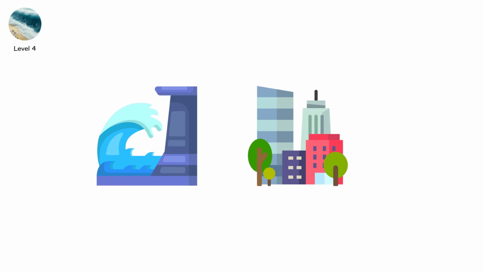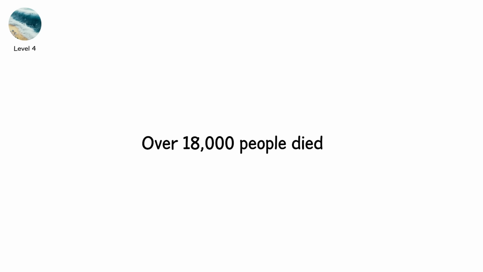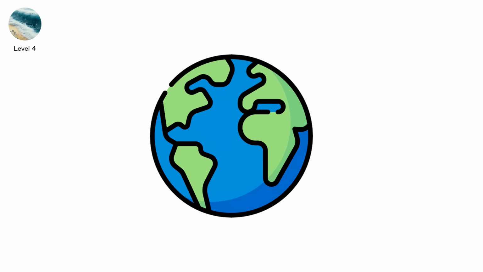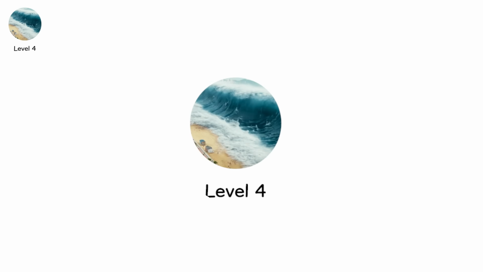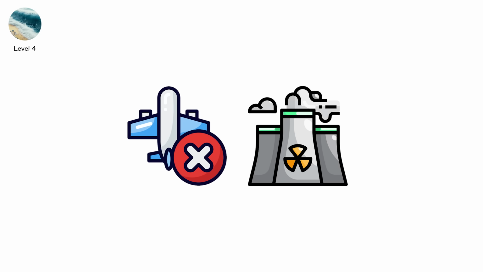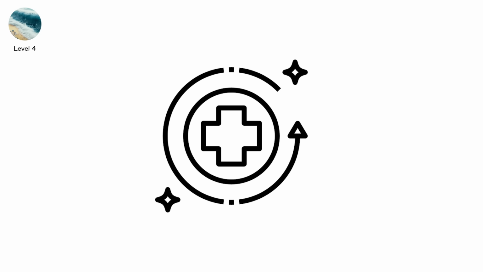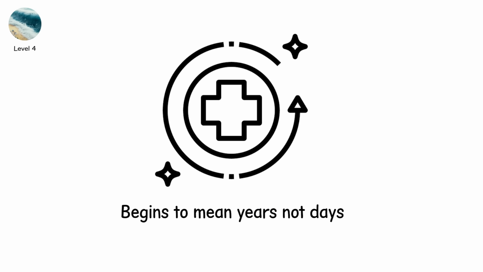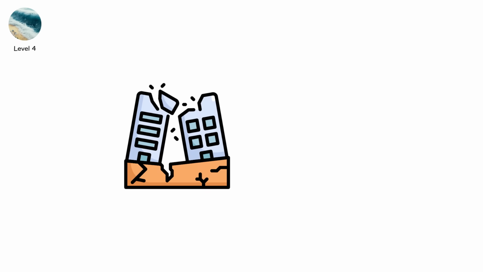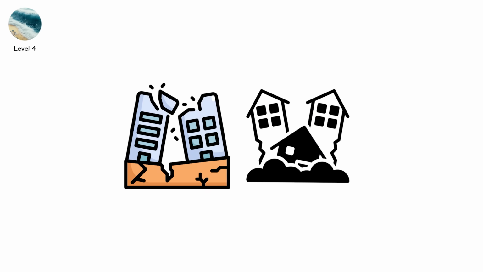It overtopped 40-foot seawalls. It swept away entire towns. Over 18,000 people died. Even in one of the most prepared nations on Earth, it wasn't enough. At level 4, nothing is safe near the coast. Airports are shut down. Nuclear plants go into emergency mode. And the word recovery begins to mean years, not days. This is the threshold between destruction and devastation.